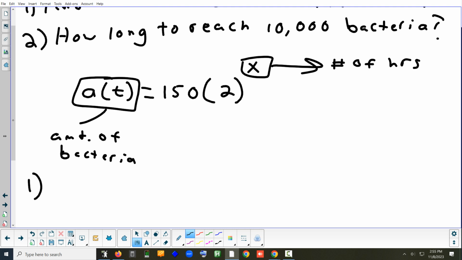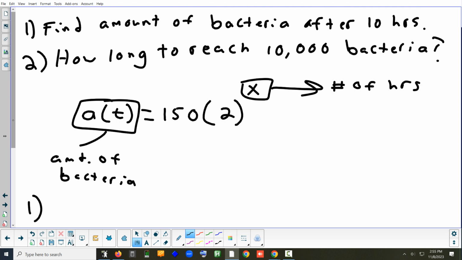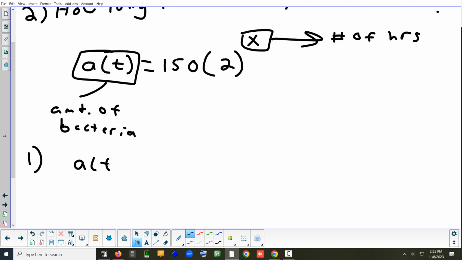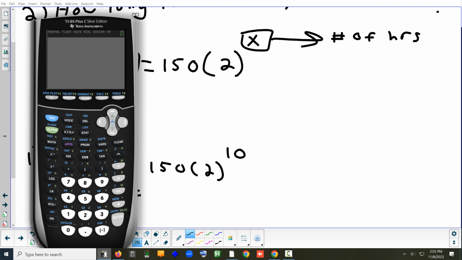Okay, so part one, you're finding the amount of bacteria after 10 hours. So where would the 10 get plugged in? Yeah, the X. The 10 is going to get plugged in for the X. So the amount of bacteria after 10 hours is going to equal 150 times 2 to the 10. Right, so we'll plug it in and see what we get. So 150 times 2 to the 10. And you can type it in without any parentheses because it's a simple enough expression. The calculator will handle order of operations fine.